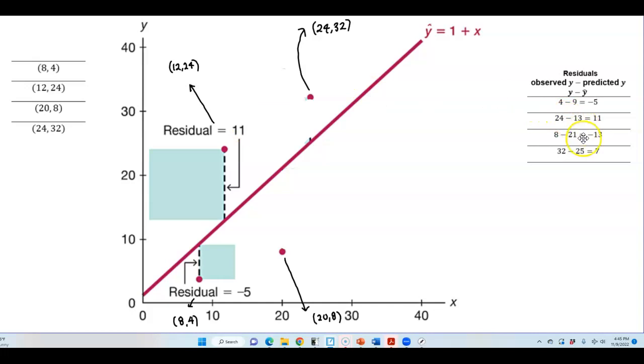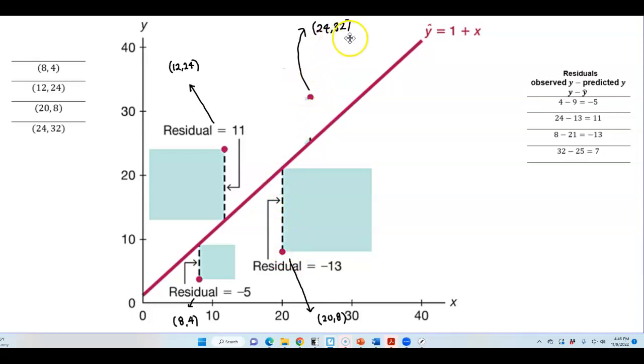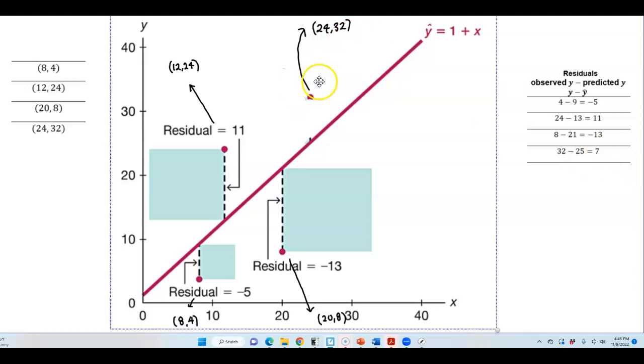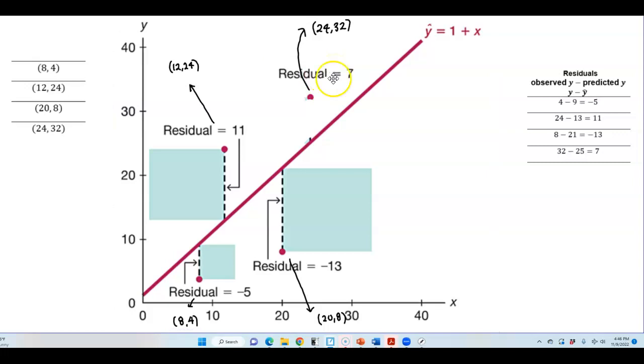Next we have the ordered pair with 28, and the residual for that is -13. So here's our point, 28, and the residual is -13, and that is the distance from this point to the regression line. Let's take a look at the next one here, (24, 32), and the residual is 7. So we can see that the residual is 7, and therefore the distance from that point to the line is 7.